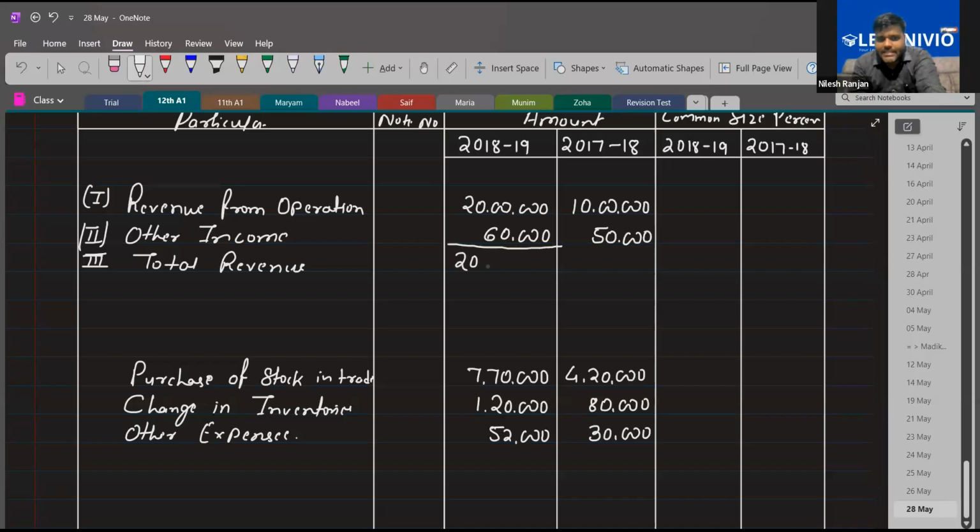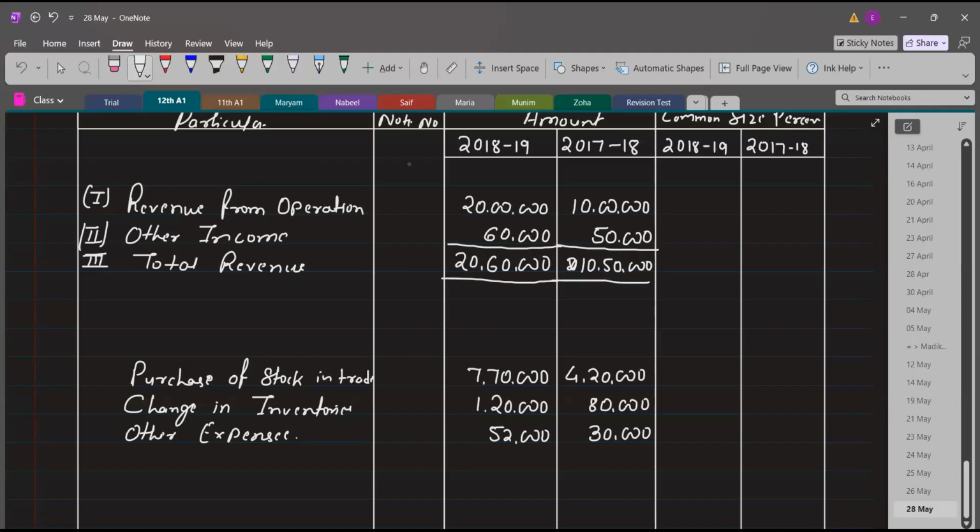So it is 20,60,000, the total revenue, and it is 10,50,000. Just 1 minute.